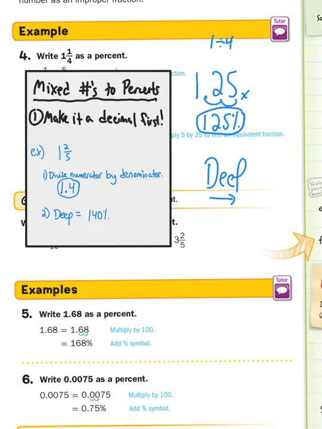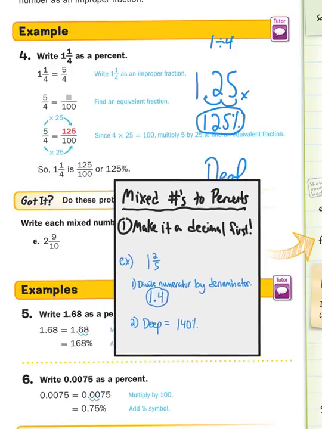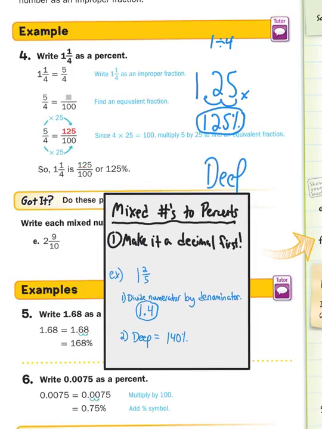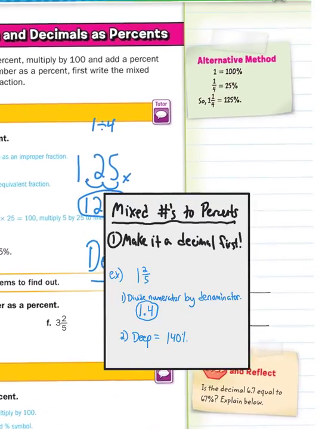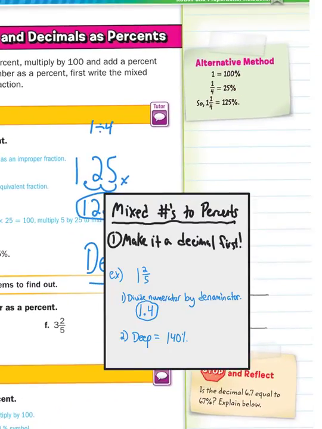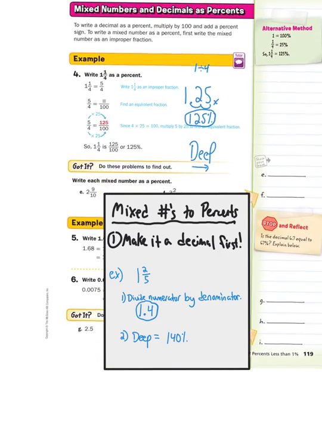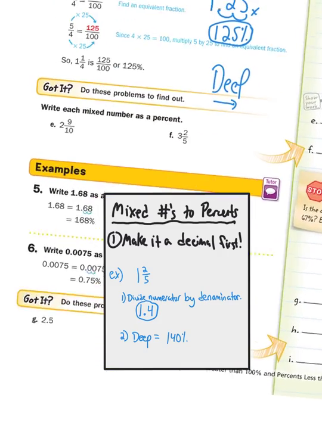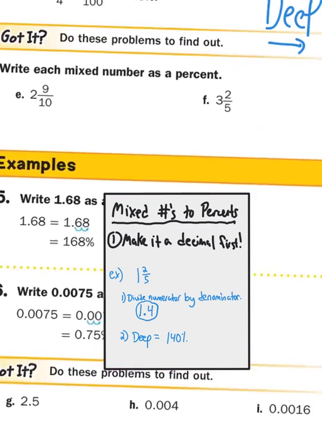Now, if you're interested, in your book, they show you a couple different ways, so you're welcome to look through the steps here, and they even show you up here a third way that you might have figured out. And any way is okay. So I'm just trying to keep it simple by saying make it a decimal first. So let's work on E and F.